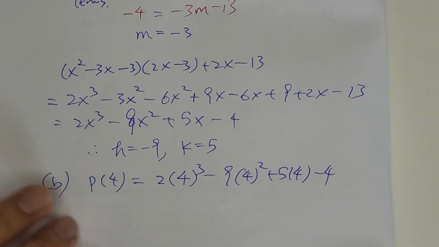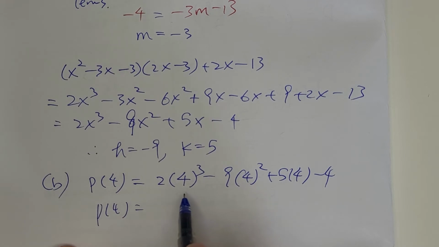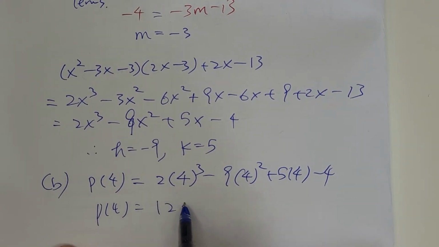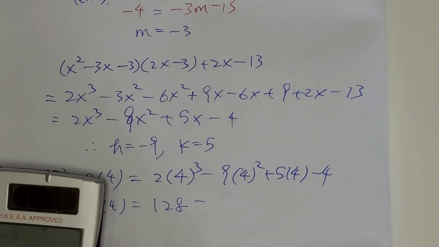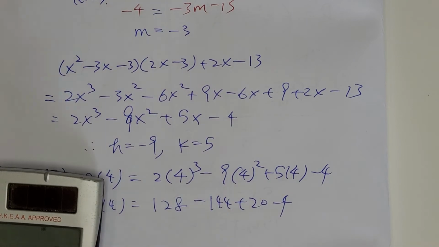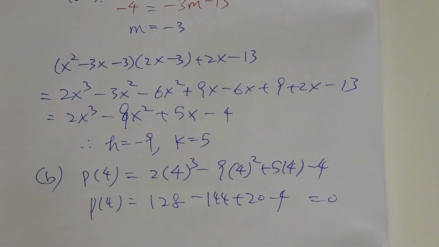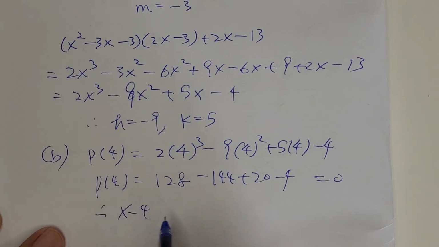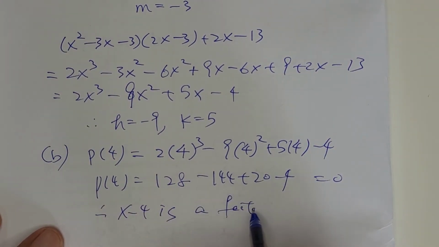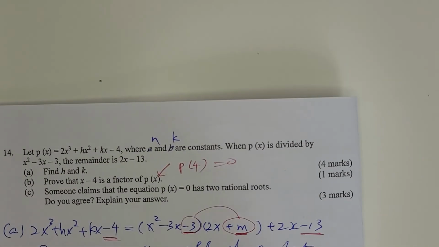Alright, and then P(4) will be equal to 4 to the power 3, 64, times 2 is 128, and then minus 9 times 16, 144, plus 20 minus 4, and that is 0. Therefore, x minus 4 is a factor of p(x). And then go to part C.